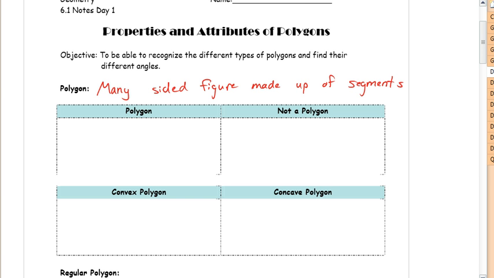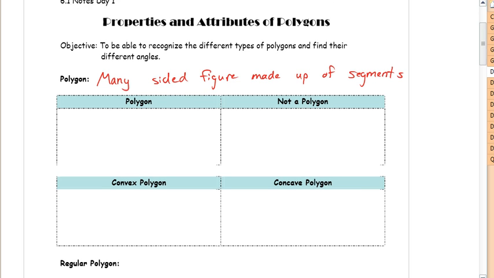Okay. So our objective today is going to be able to recognize the different types of polygons and then find their different angles. We're going to have four formulas that we're going to look at, and basically we're going to make sure you guys know how to use them. So first of all, I want to make sure we know what a polygon is versus not a polygon, and then a couple of specific kinds.